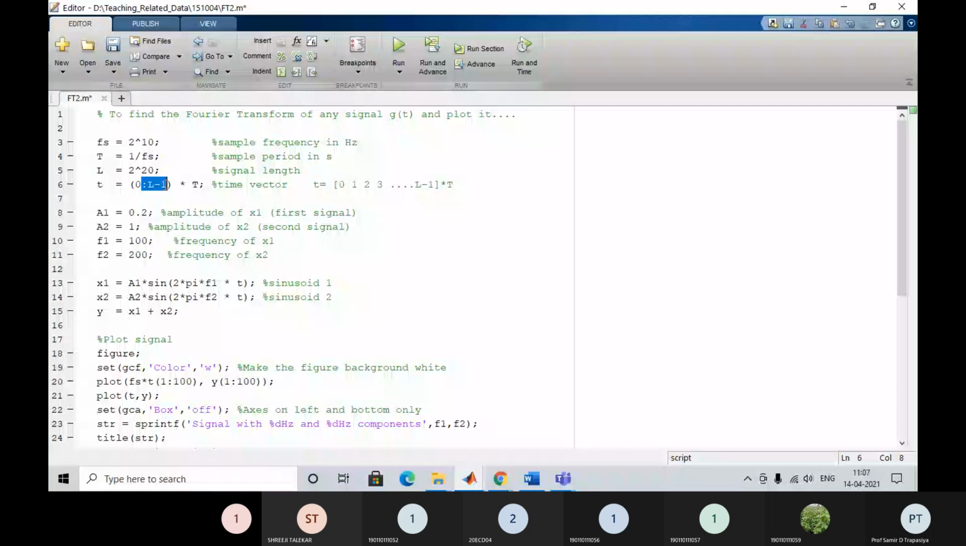So t is a time vector which collects the sampling intervals like 0, Ts, 2Ts, etc.